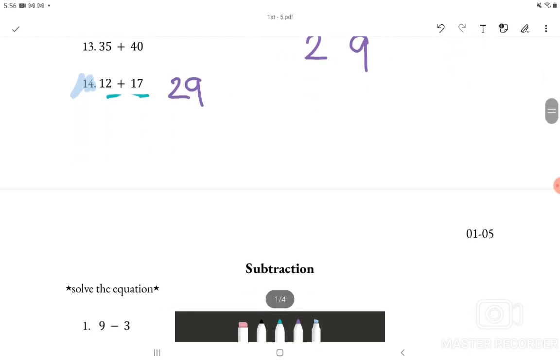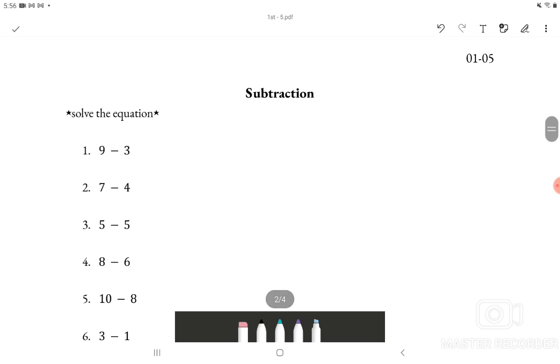Now let's move on to the next section, which is subtraction. For subtraction, we can use the same methods again, and I'll be showing you how to use those methods to do subtraction, starting with number 2. Number 2 is 7 minus 4.